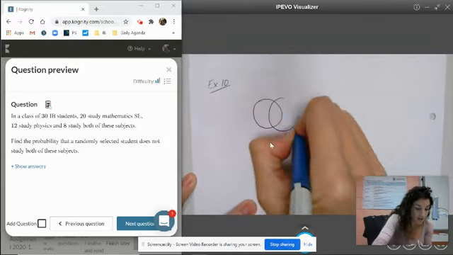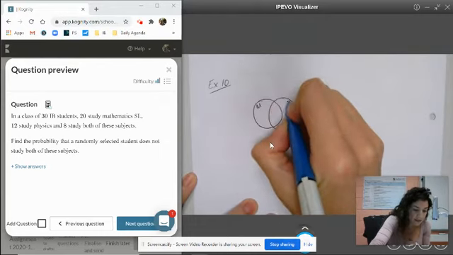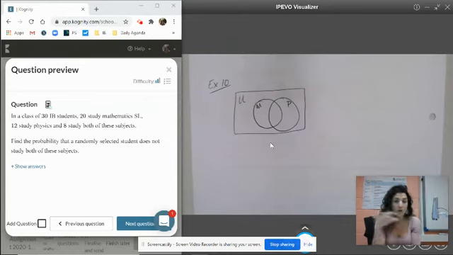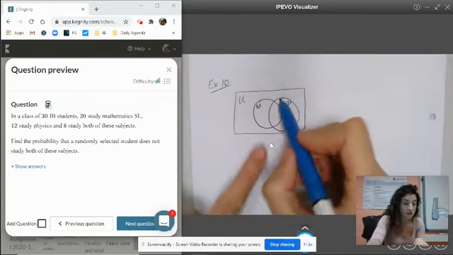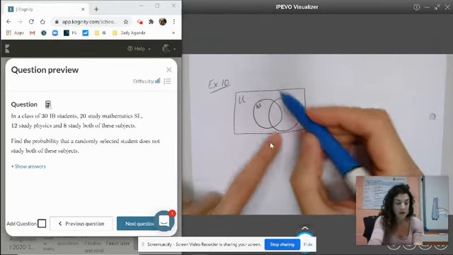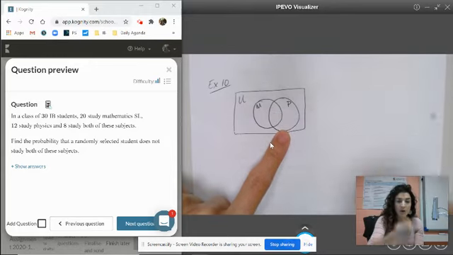I'm going to start by drawing my circles, having that overlap. I'm going to have M for mathematics and P for physics, and then I'm going to make sure to represent U. Remember, it tells you that 30 is the total amount of students. So this is all out of 30 students. It says 20 study mathematics, so there's going to be 20 in this circle right here. 12 study physics, and 8 study both.